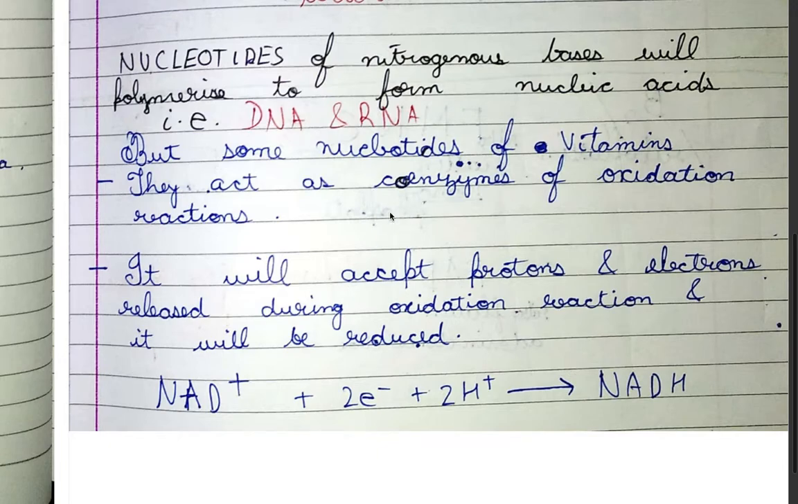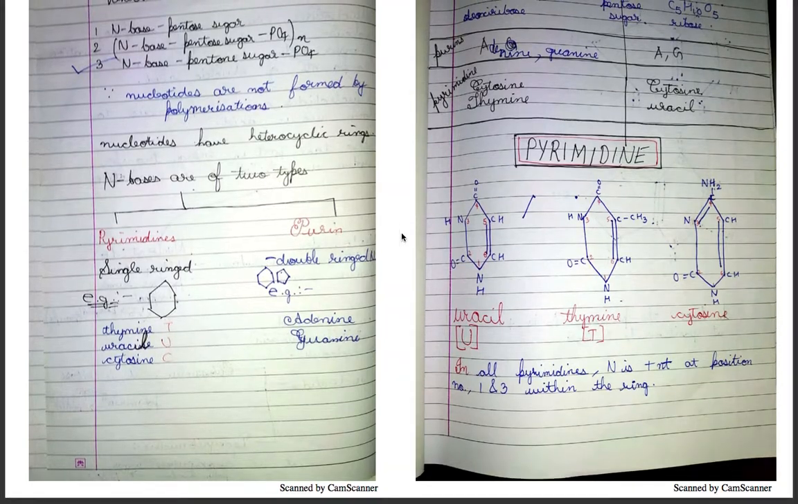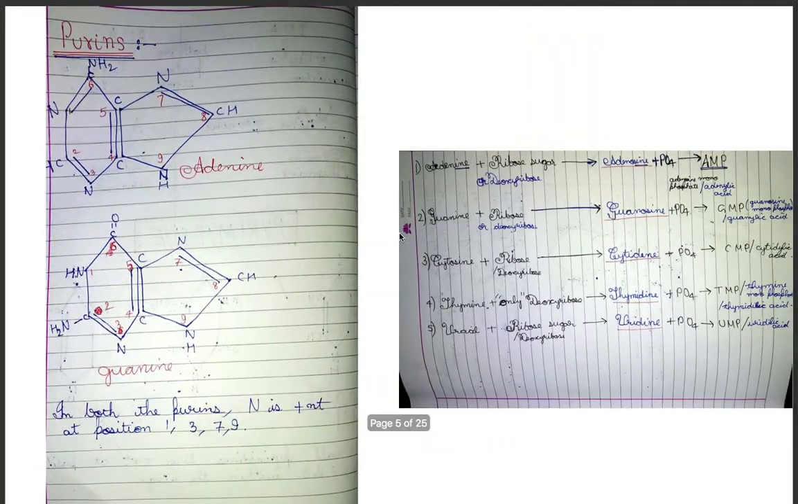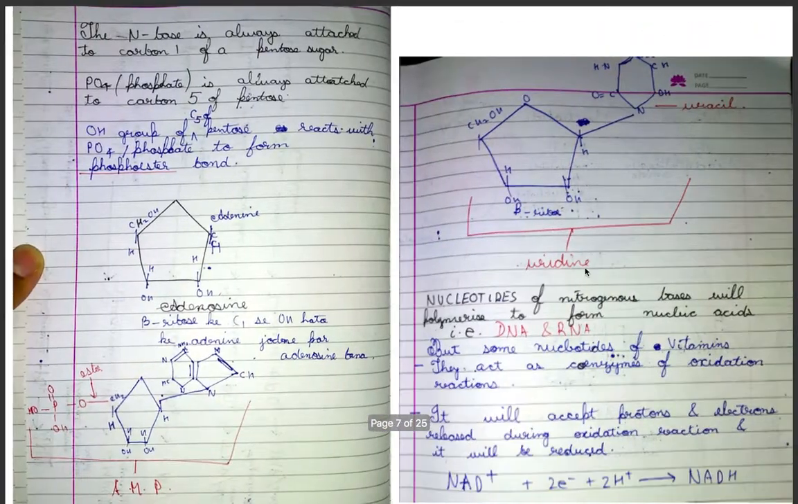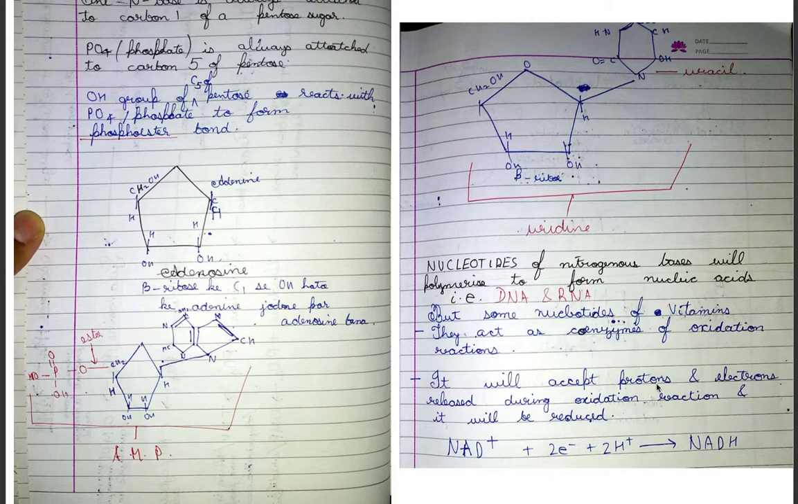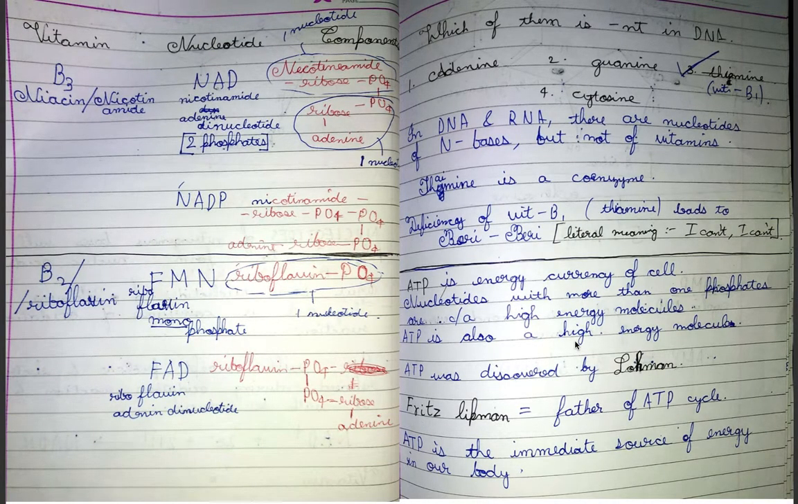Now nucleotides of nitrogenous bases polymerize to form the nucleic acids, that is DNA and RNA. But some nucleotides of vitamins act as coenzymes of oxidation reactions. Thymine as a pyrimidine is present in DNA. Pyrimidine is a nitrogen base, not actually a nucleotide. In the vitamin nucleotide, it is not in DNA, since it is a vitamin, so it won't be present in DNA. It will accept the protons and electrons released during oxidation and will be reduced. Simple thing.